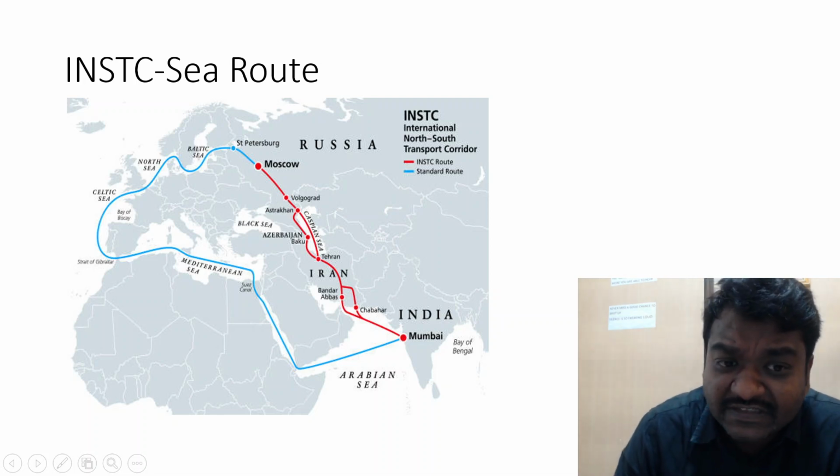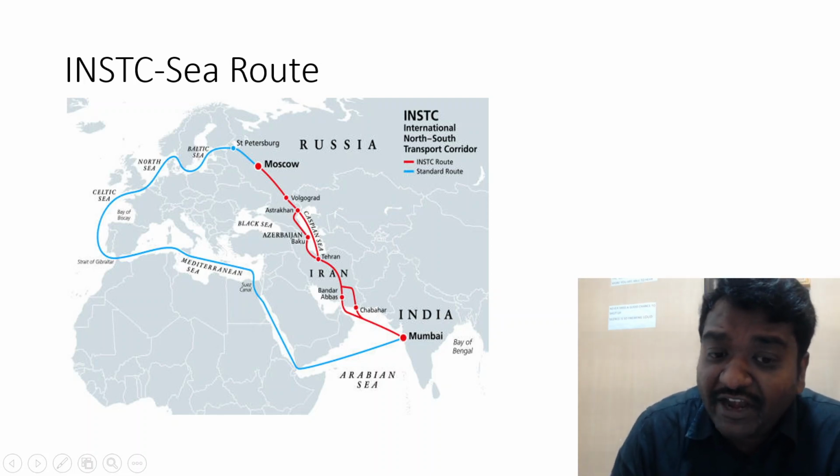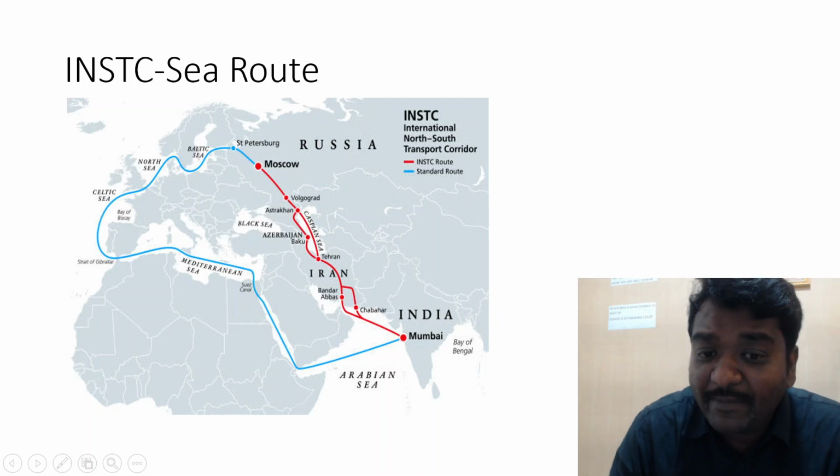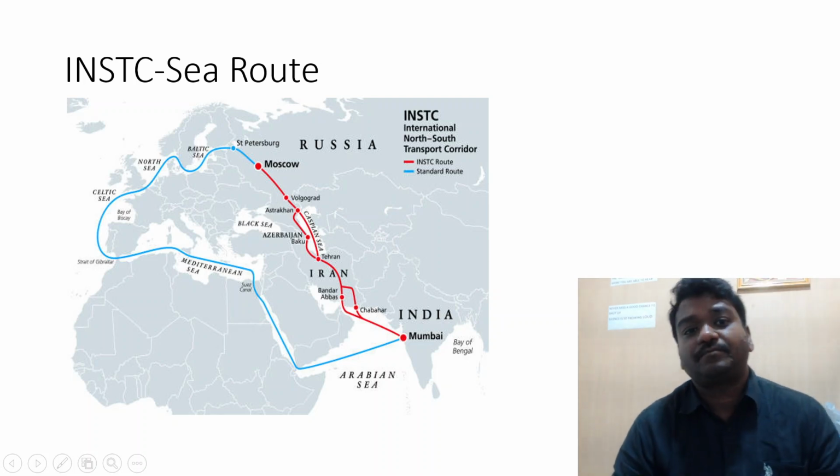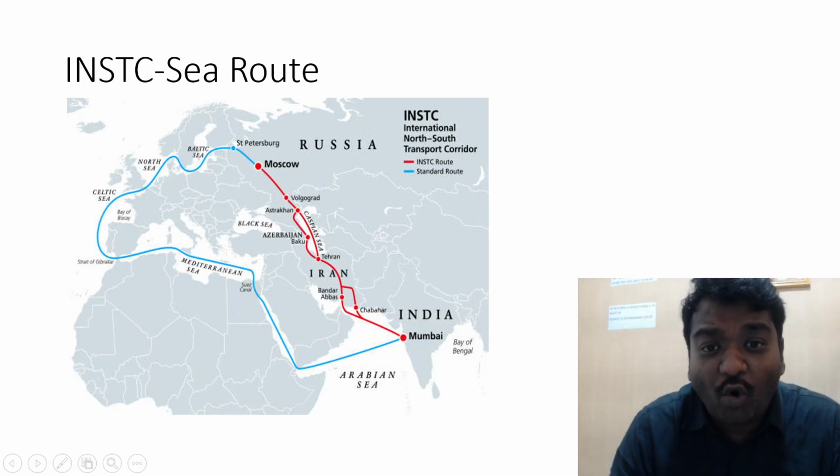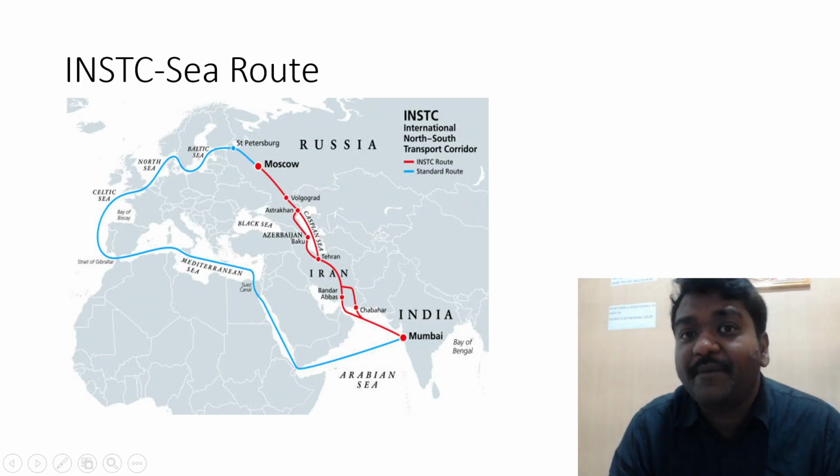After the Mediterranean Sea we enter through the Suez Canal. From the Suez Canal to the Red Sea. Red Sea to the Gulf of Aden. Gulf of Aden to the Arabian Sea. Arabian Sea to India. This was the old route available to come from Russia to India.